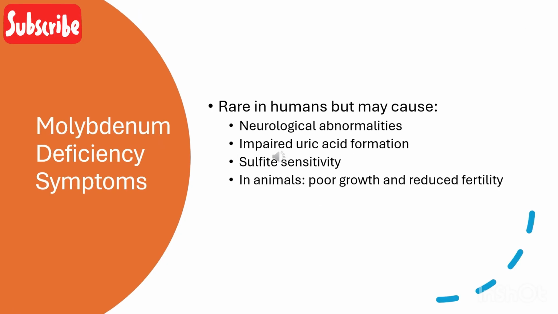Deficiency of molybdenum is extremely rare in humans. It is not that common, but when it occurs, it leads to neurological abnormalities. It can also lead to impaired uric acid formation and sensitivity to sulfites, which are commonly found in preserved foods. In animals, molybdenum deficiency can cause poor growth and reduced fertility. Excess molybdenum can also interfere with copper metabolism. So maintaining the right balance is very, very important.